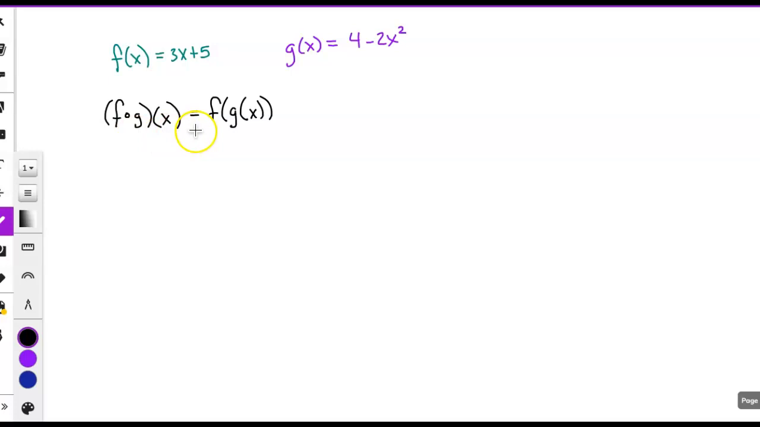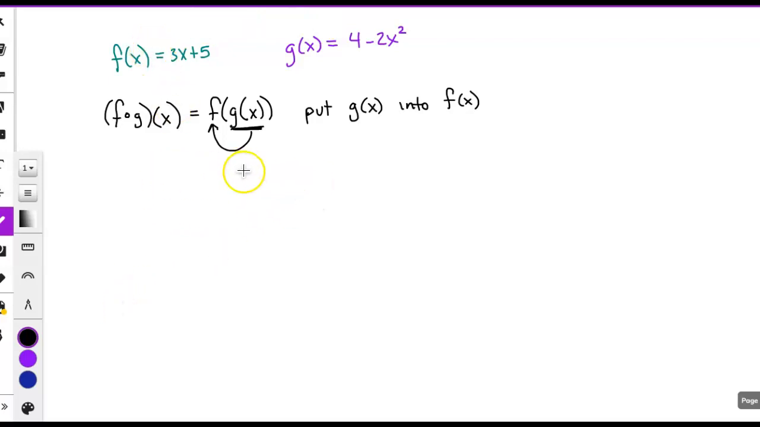So when you do a composition of functions, you always work from the inside out. So you're going to start with this function and work your way out. Okay. So what it means is everywhere you see an x in the f function, put g. So this means put g of x into f of x. So you always work from the inside out. So what we're going to do is we're going to take the g of x function and put it into the f of x function.